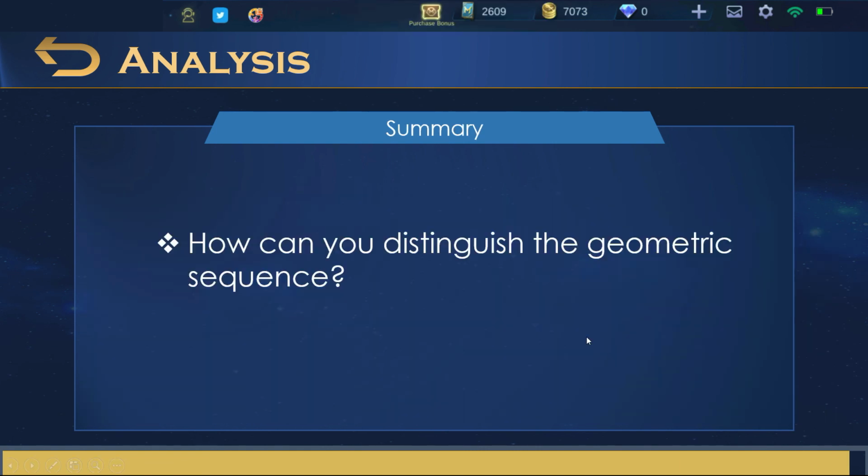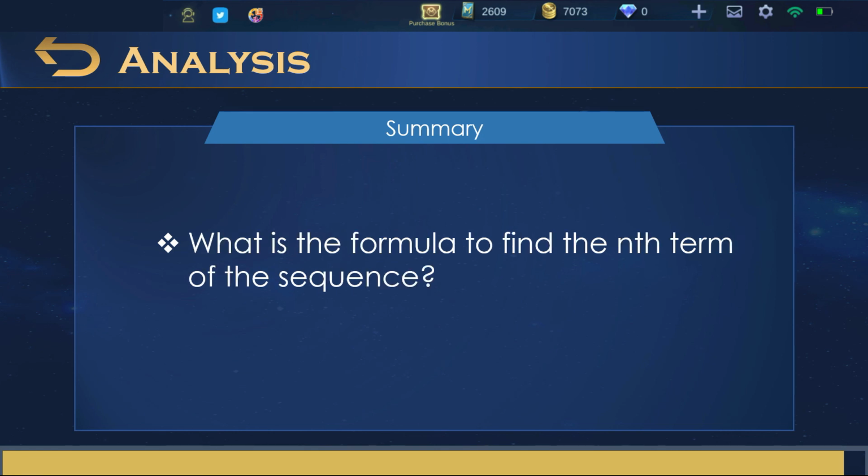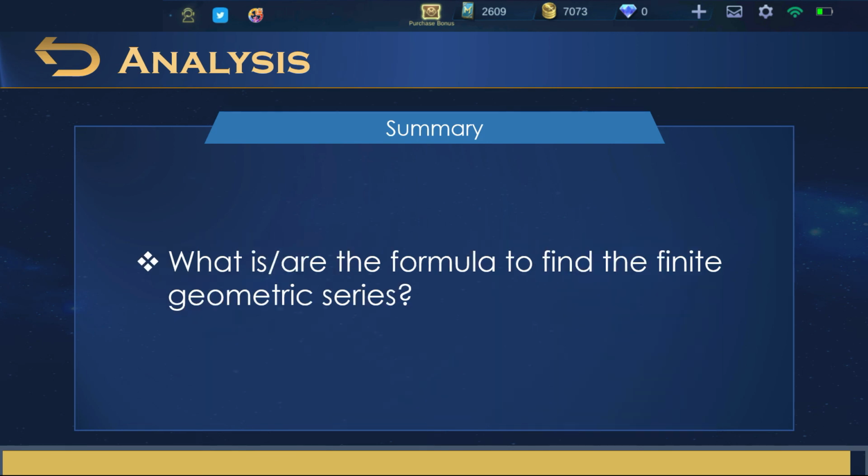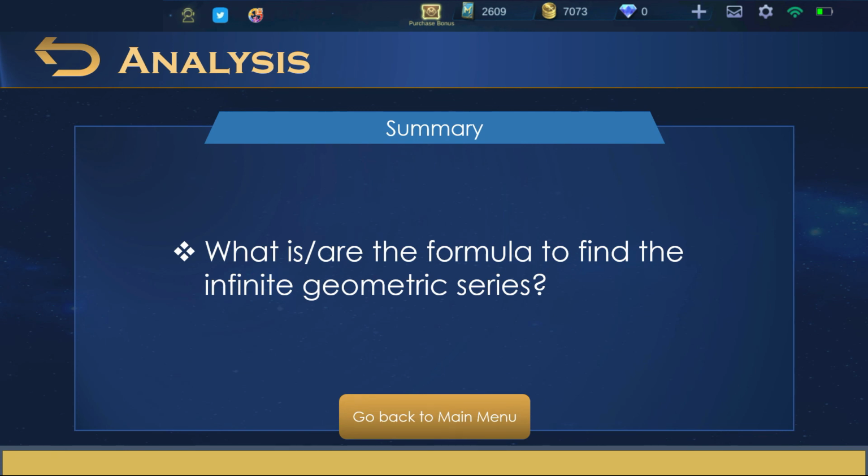In this lesson, we are done in distinguishing the geometric sequence by means of the common ratio that we have. We also tried to find the formula for finding the nth term of the given sequence. We also tried to find the difference between finite and infinite geometric series. And we found the different formulas to find the finite geometric series when the a sub n is unknown and when the a sub n is given. And last, we tried to find the formula for finding the infinite geometric series.